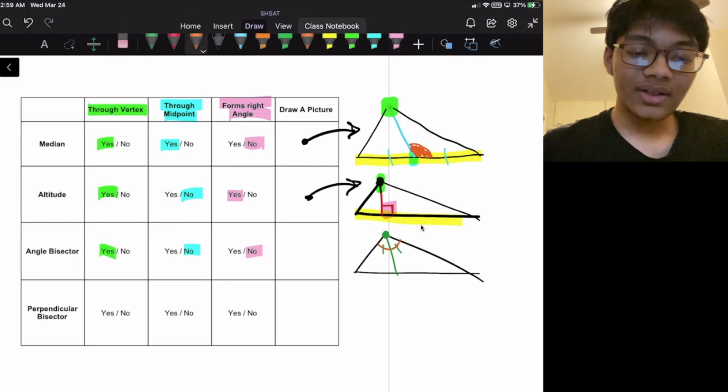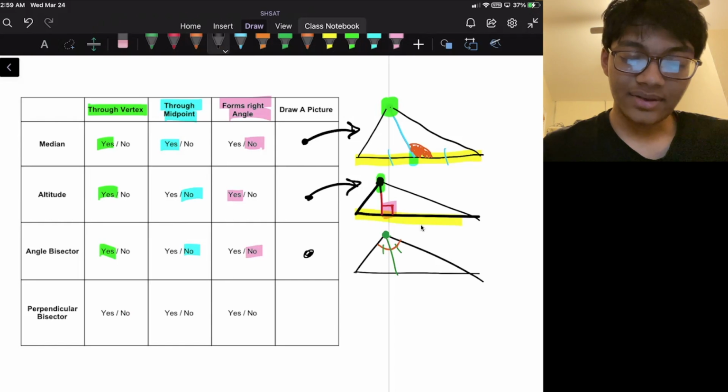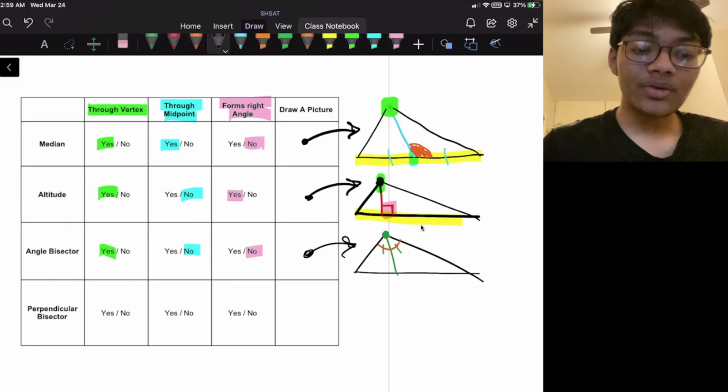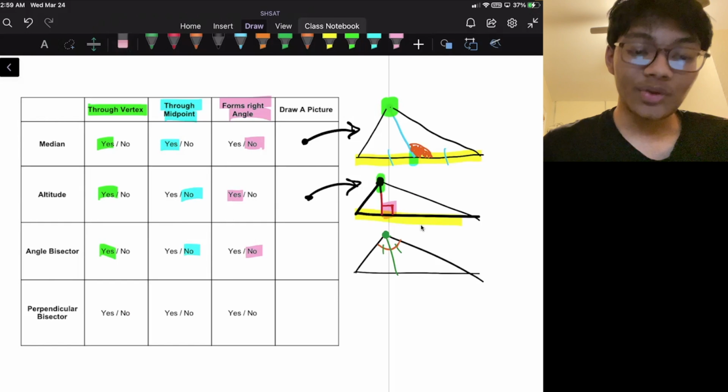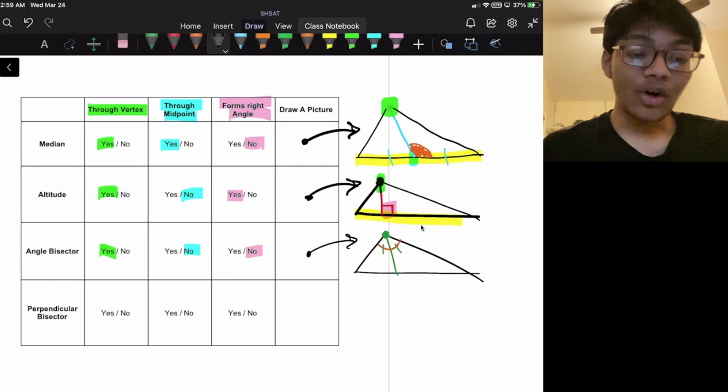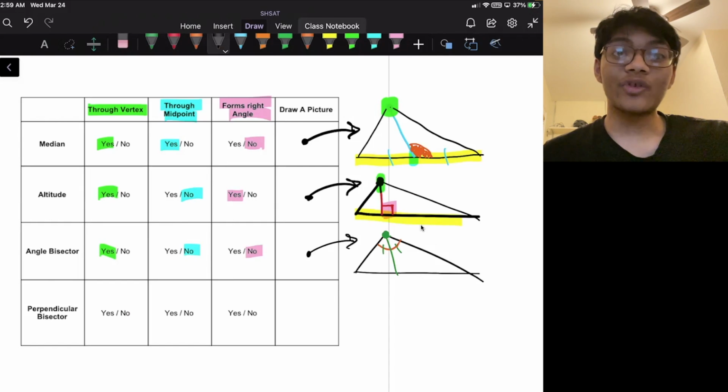And for the final one, draw a picture. Here it is. And if you want a more intuitive understanding of this, try the simulation. It's really cool, and it'll help you understand all of these types of special segments for all kinds of triangles.